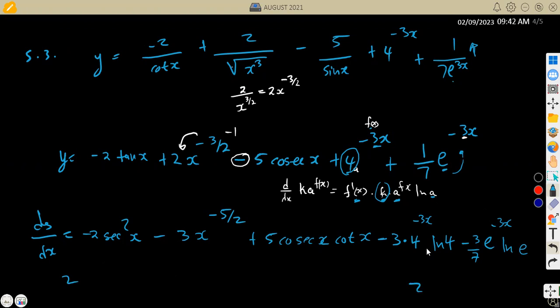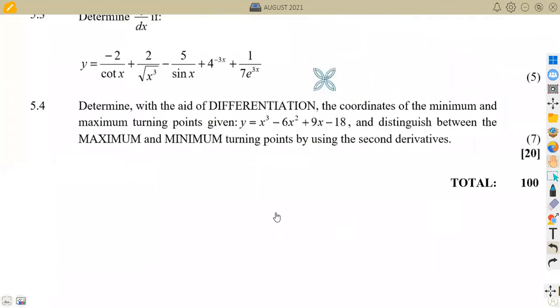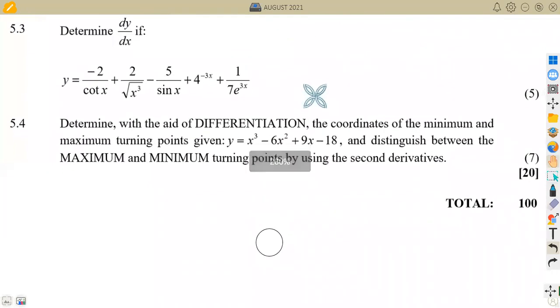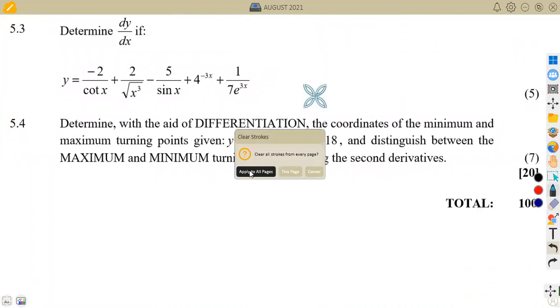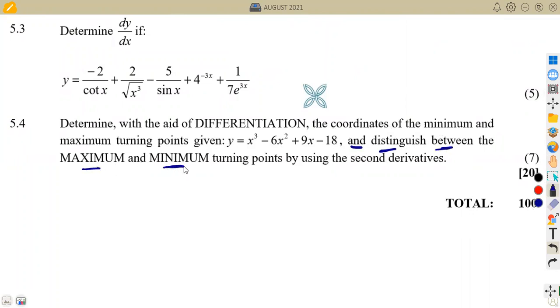So that's what you're supposed to know, guys, if you are dealing with derivatives. That was a basic question that we had with 5 marks, question 5.3. Then we move on to question 5.4, where we are given the application of our differentiation. Determine, with the aid of differentiation, the coordinates of the minimum and maximum turning points given this equation, and distinguish between the maximum and minimum using the second derivative, and that's 7 marks.